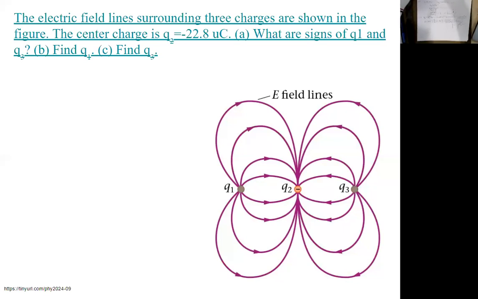I can write it down here. So Q1 and Q3 are positive charges. For B and C, Q1 should equal Q3 and equal 1/2 of Q2, which is 11.4 microcoulombs. Okay, for those two charges.